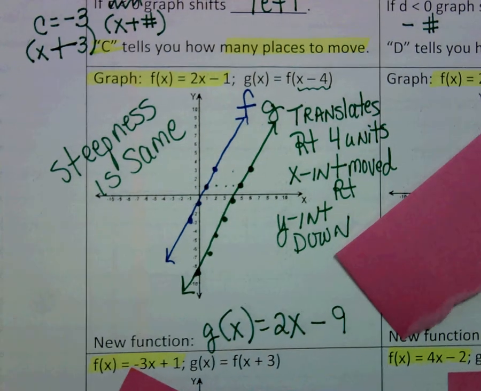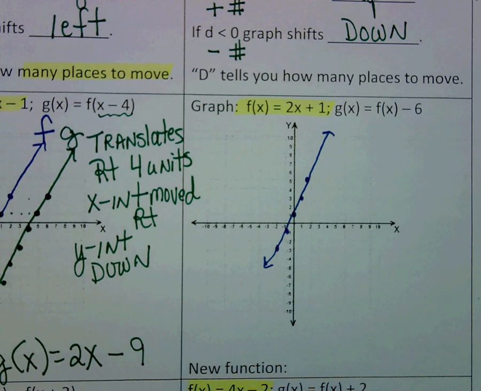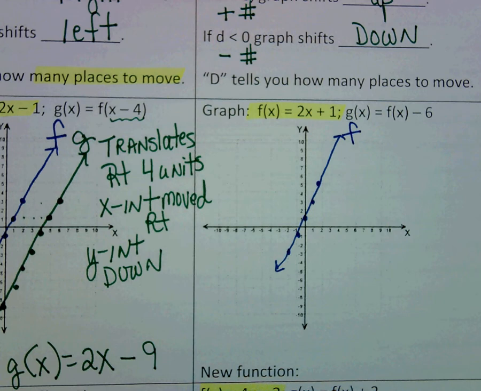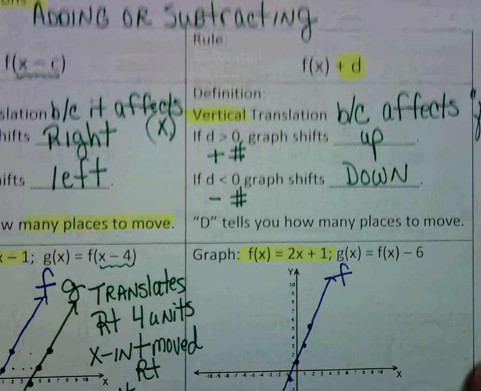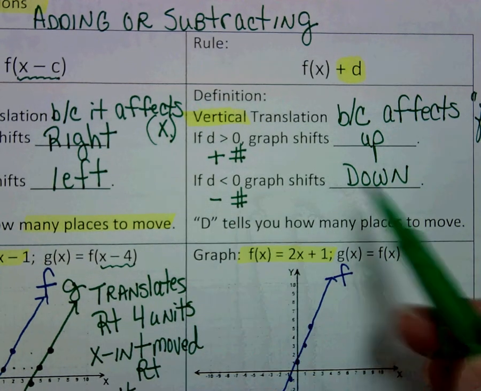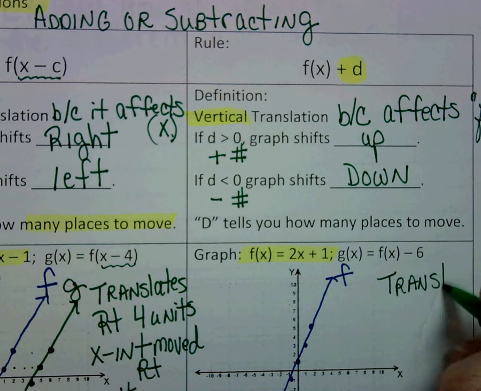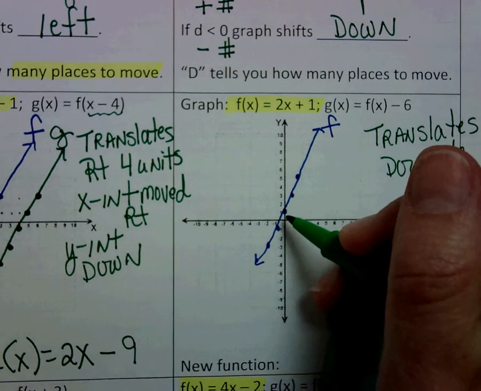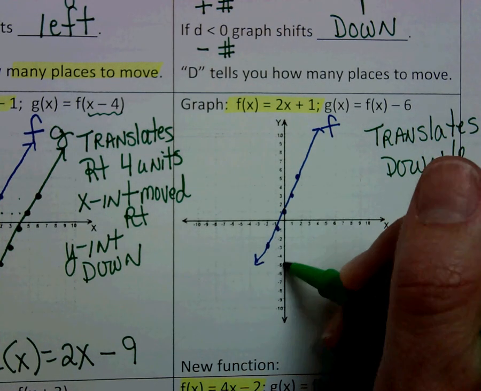Okay, let's look at the graph to the right. We already have function f graphed, and so now we're going to graph function g. Because our rule says f of x minus 6, we know if we have a negative number, that means that our y-intercept is going to translate down 6 units. Okay, so we can look at our points and we can count down. 1, 2, 3, 4, 5, 6.